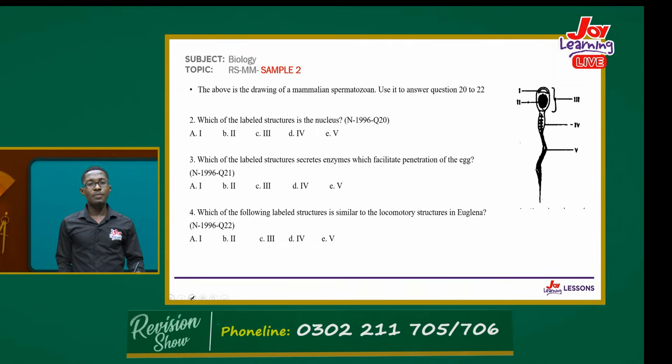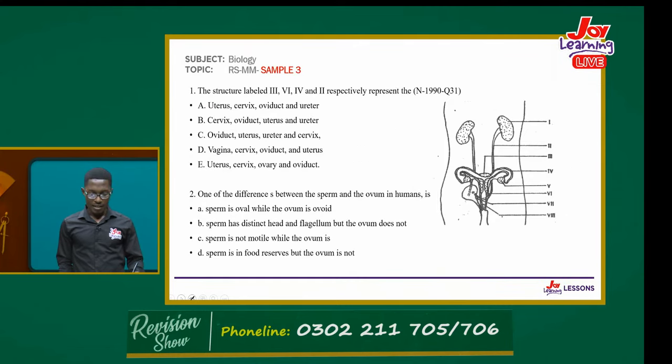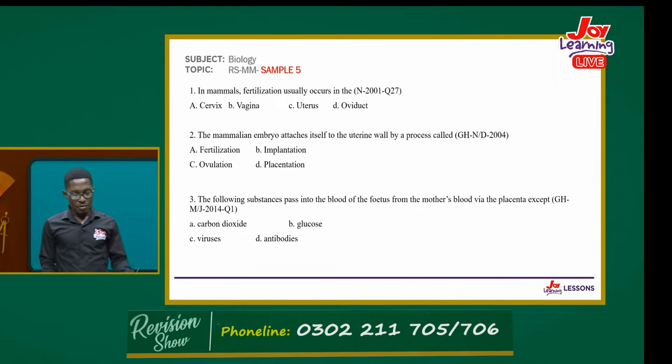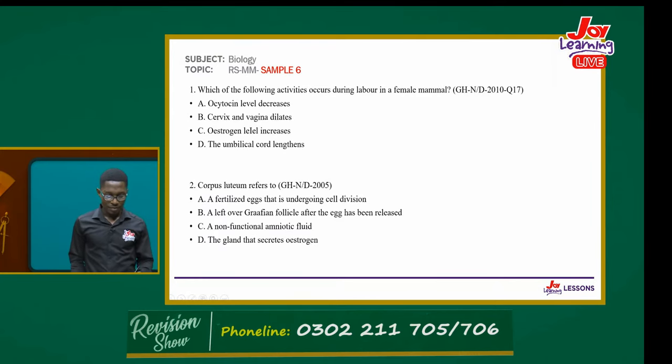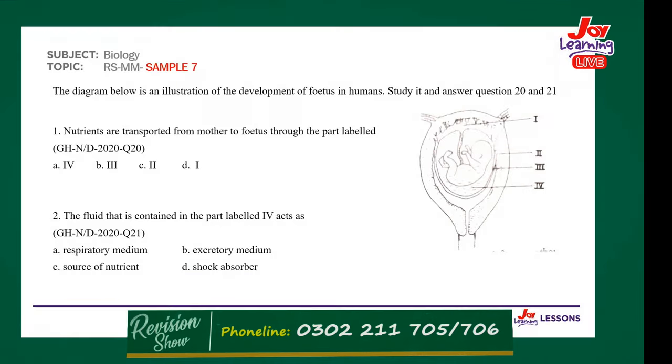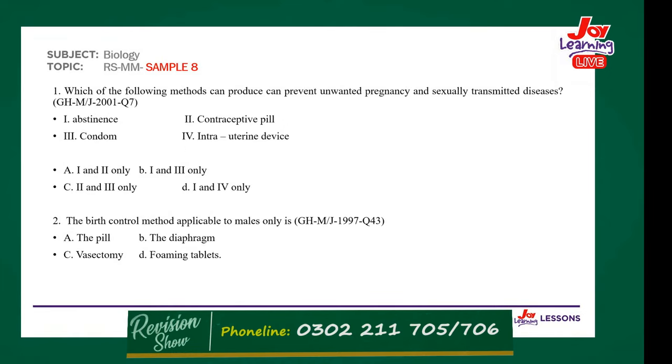Okay, so look at the sample number on your screen there. When you come, you can tell me the sample number you want to answer. Sample 5, there was no drawing. 6, there's no drawing. On sample 7, there's a drawing of something we saw. So these are all past questions. Sample 8 has no drawing. It deals with the contraceptive area we just studied.